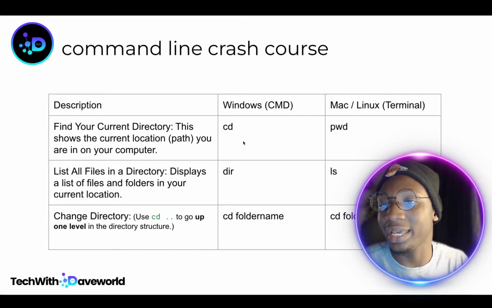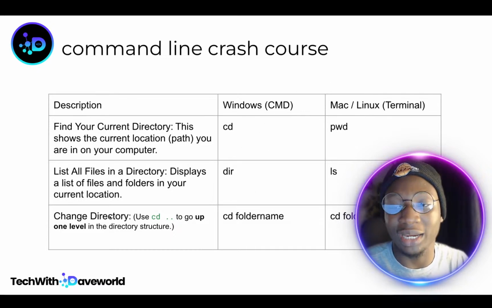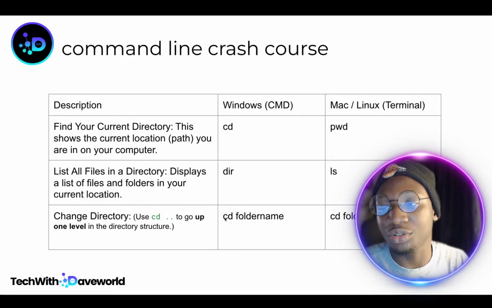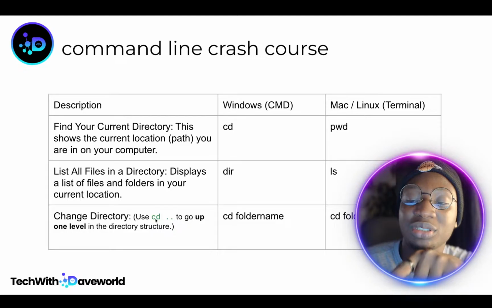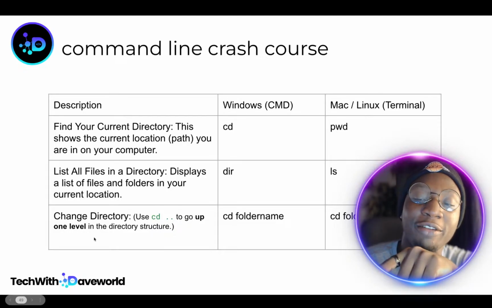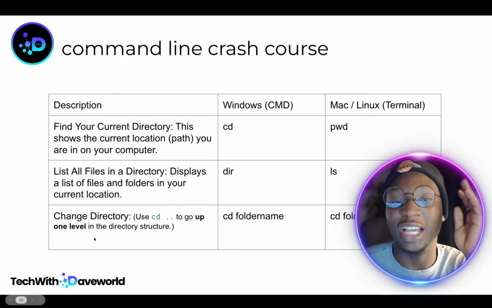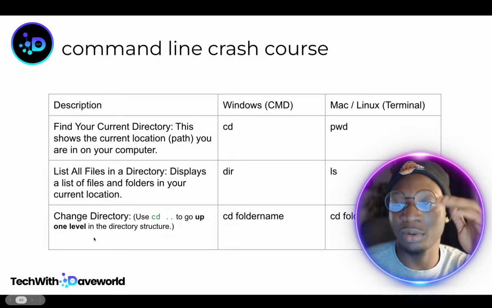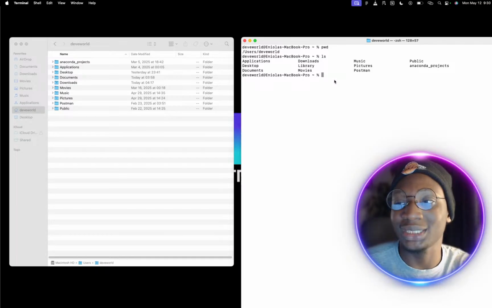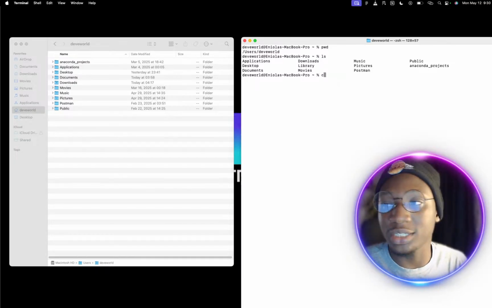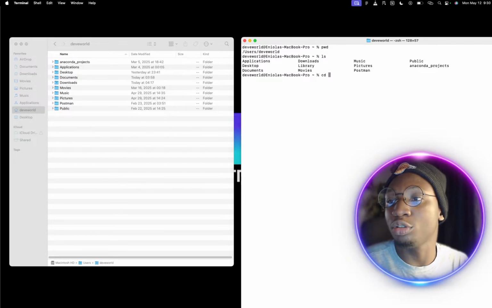So you can see that here, if you want to change directory, you can use cd, right? And if you notice this, I wrote use cd to go up one level in the directory structure, and I'm going to explain it to you guys so that you don't need to worry about it, right? So now let's change to our document directory. I'm going to type cd space document, right?